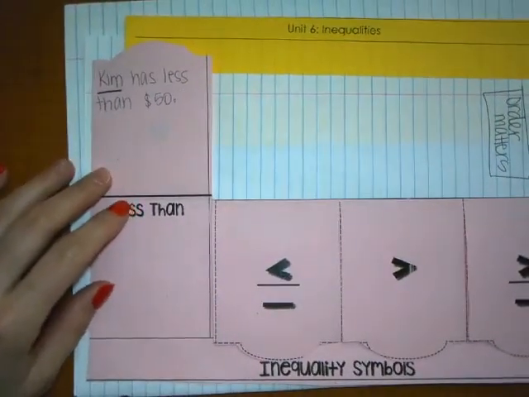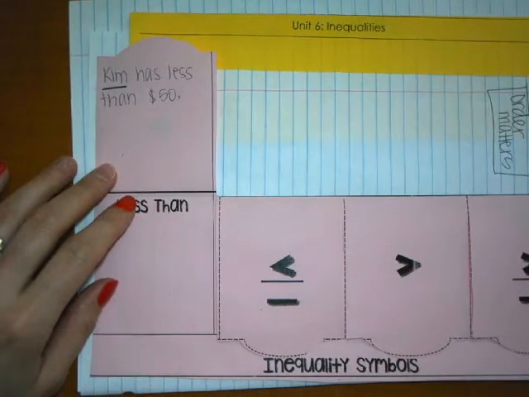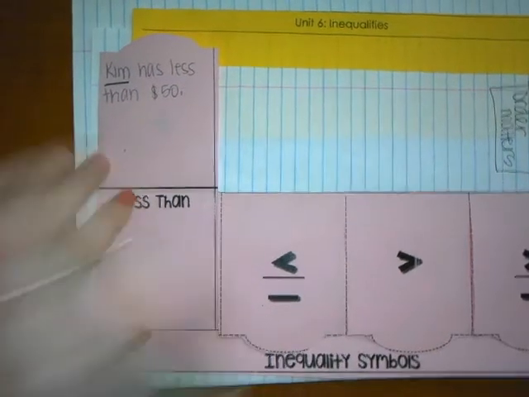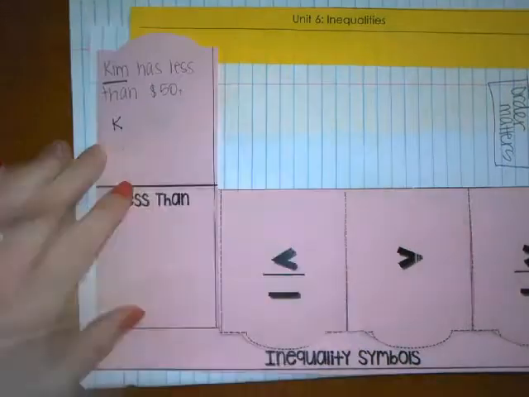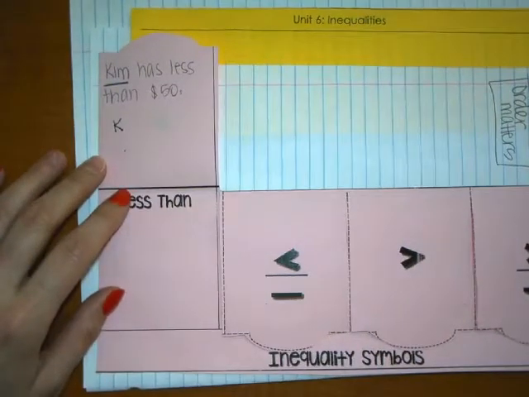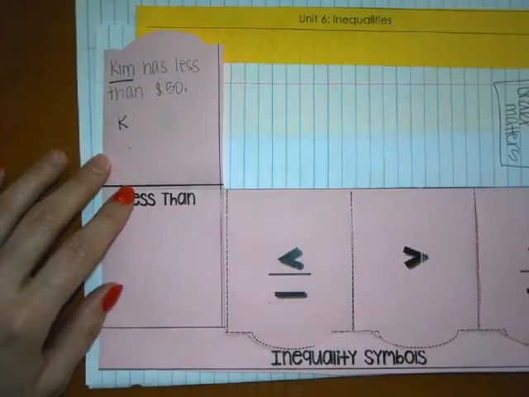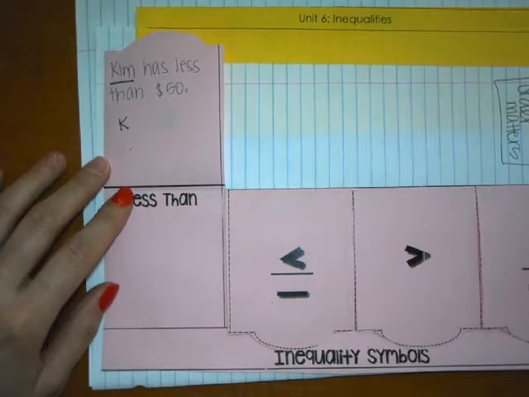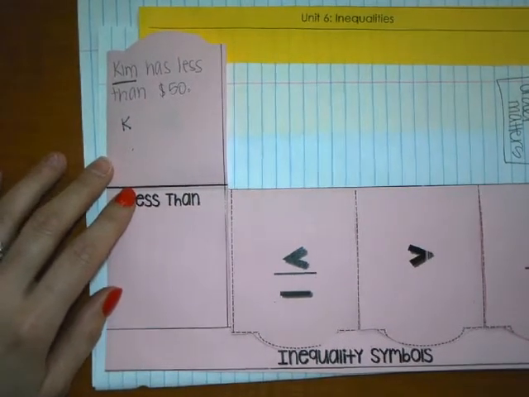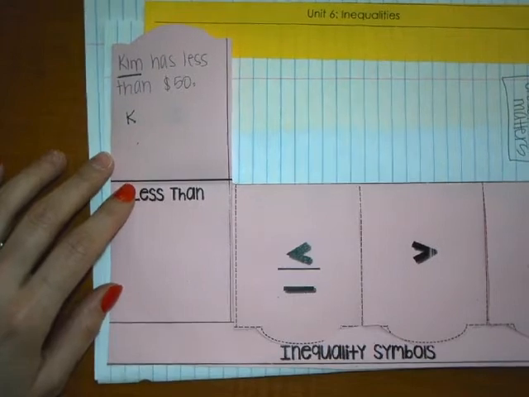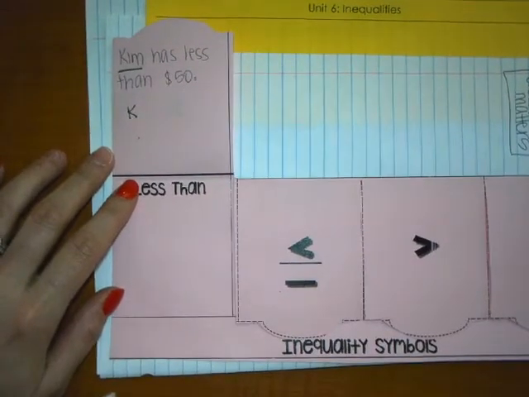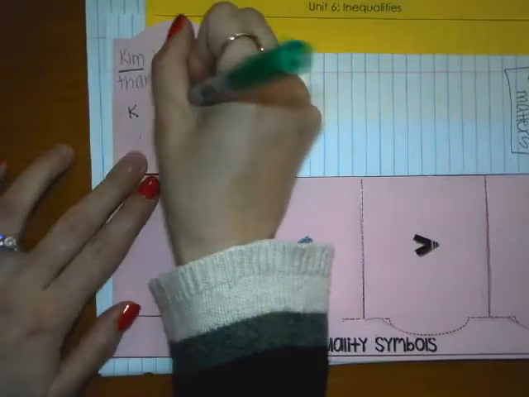She's the person we're talking about. Remember, I don't care what letter you choose, as long as you choose a letter. I'm going to choose K because Kim starts with a K. So K is my variable because I'm talking about Kim. Have to have a variable. You still also have to have a number. What's my number? So I have a 50.